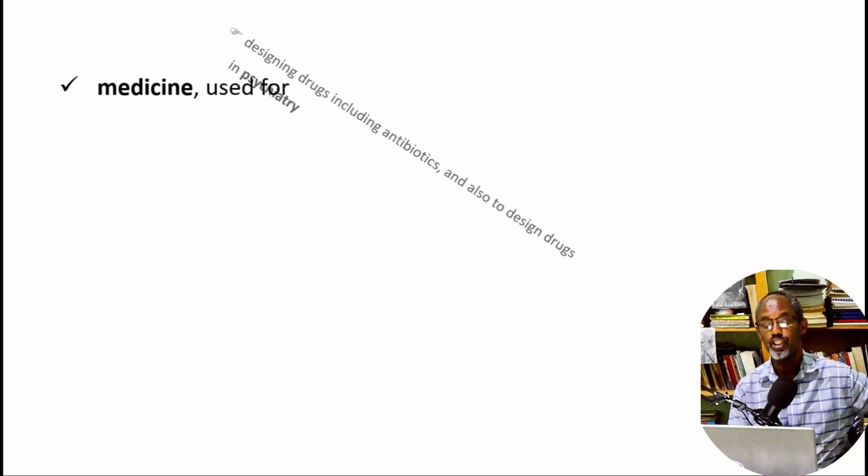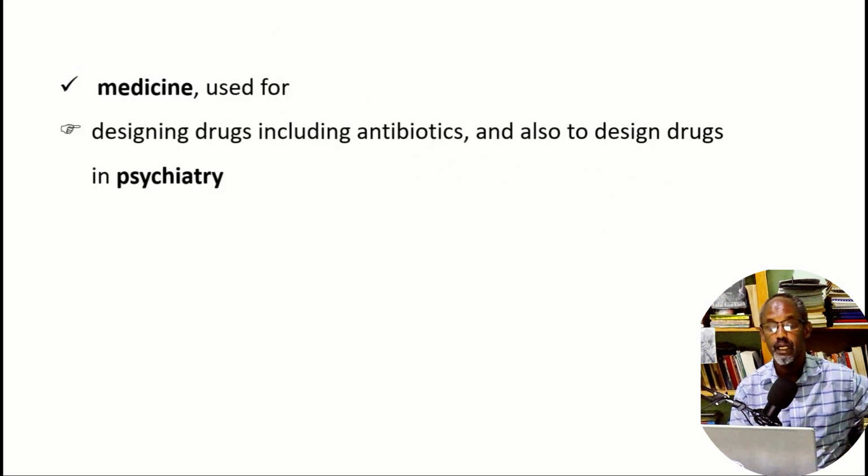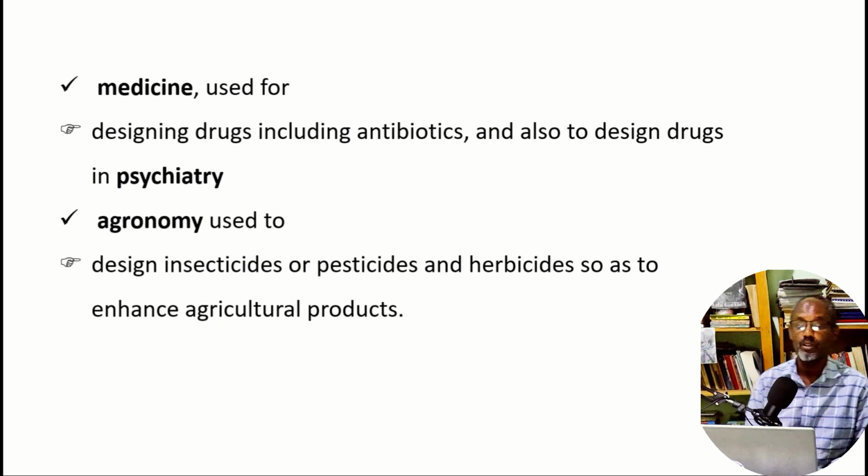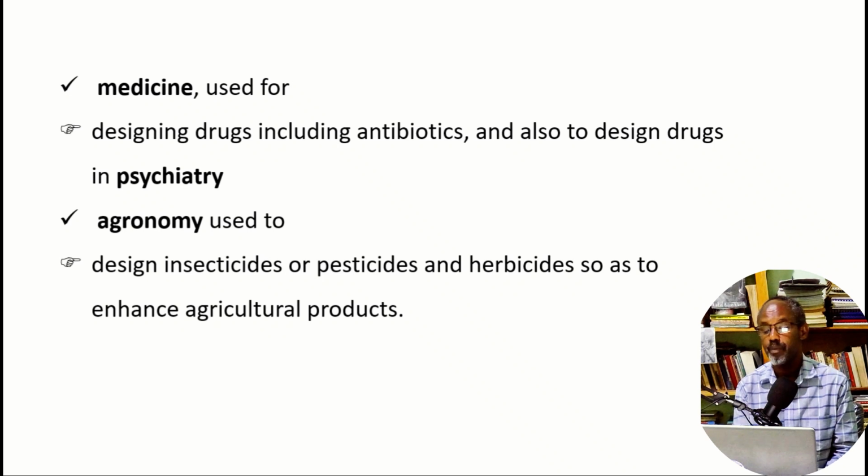In medicine, inhibitors are used for designing drugs, including antibiotics, and also drugs in psychiatry for mental abnormalities, of course. The other is in agronomy, used to design insecticides, pesticides and herbicides, chemicals which inhibit enzymes of herbs so that the herbs will not grow and decrease productivity in agriculture.